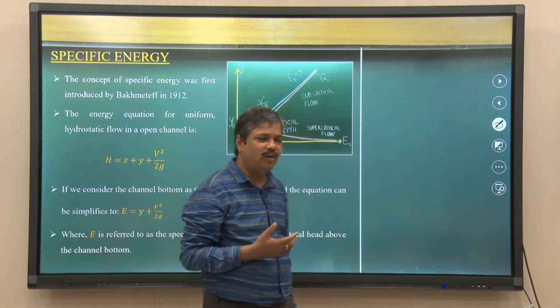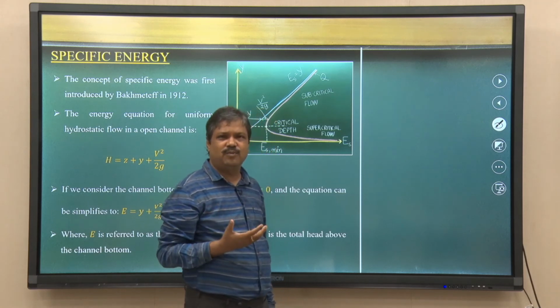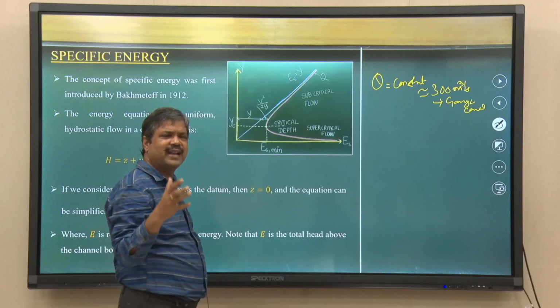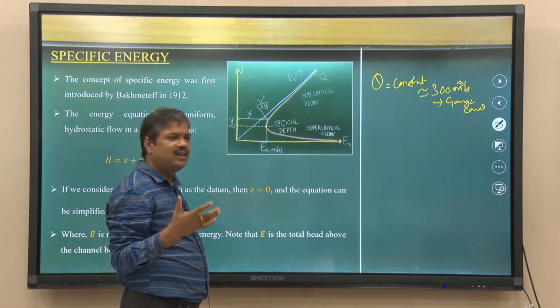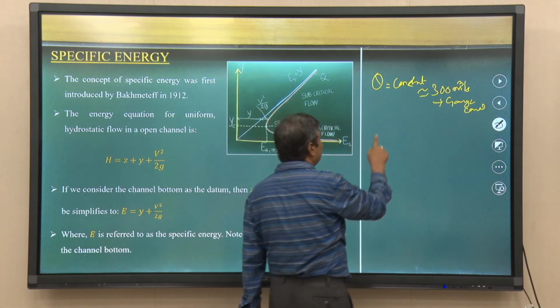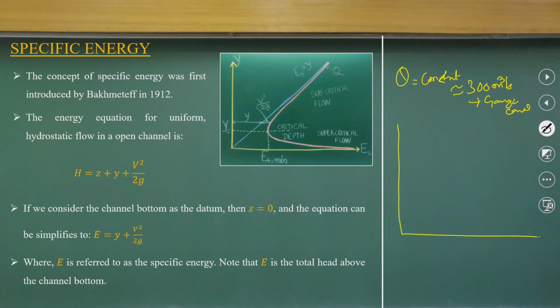We are talking about open channel flow, where I am designing a channel. My Q is more or less constant, for example very close to 300 cubic meters per second as a design discharge for the Ganga canal. You can Google it or look at Wikipedia. That discharge in a canal is more or less constant. When the canal is carrying 300 cubic meters per second, how is the energy related to the flow depth?